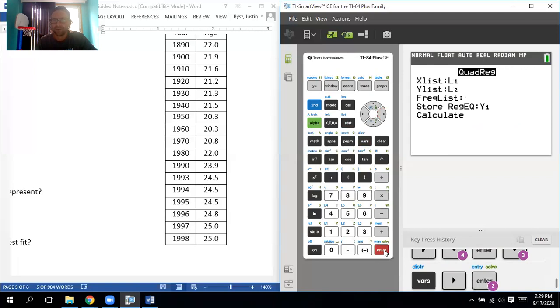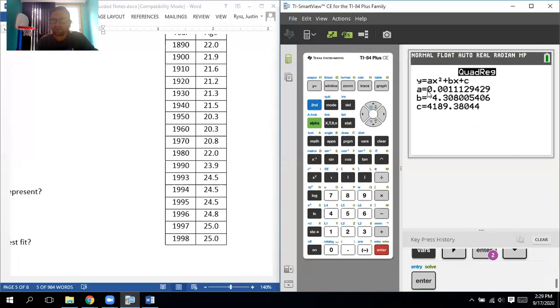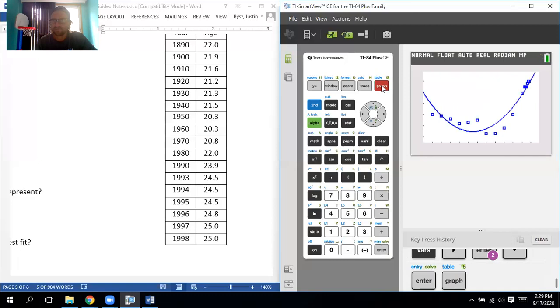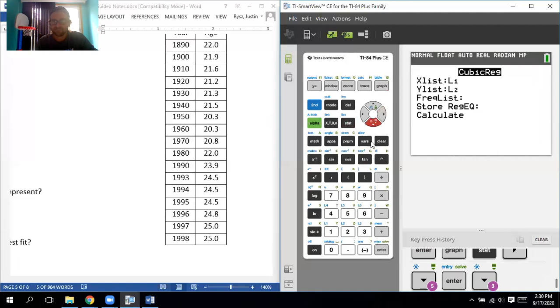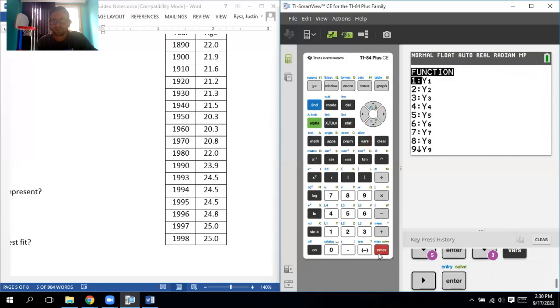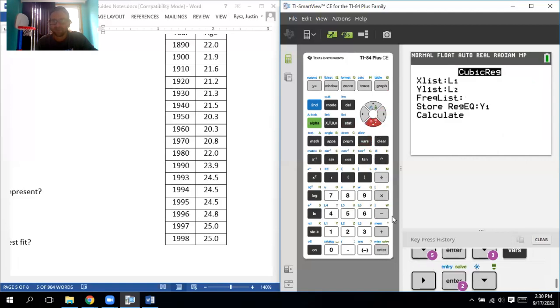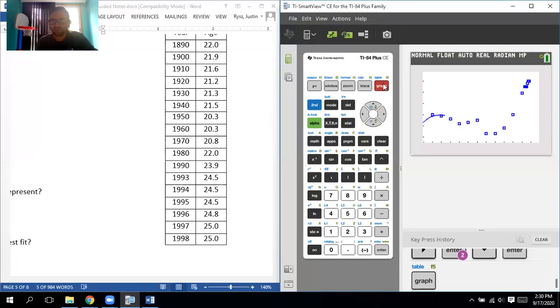enter, enter for Y1, and go down, click enter on calculate. So here we get a quadratic equation. Let's see how well that looks. Looks okay, not the best, but okay, let's check cubic. Maybe that might be better. So stat, calc, cubic, we'll store that, vars over to Y vars, enter, enter for Y1, calculate. Okay, let's see that graph.